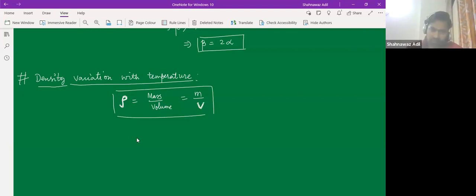So if we write delta rho, that would be m by delta V. If we write the value of delta V, so this is how much? Yeah, I should write it in a different manner, so let me write it that way.